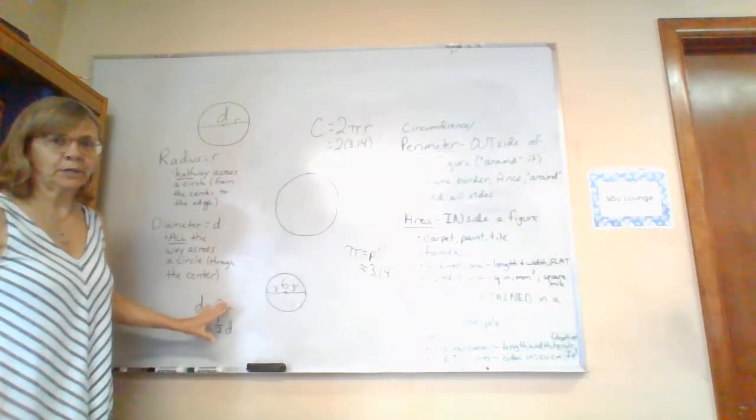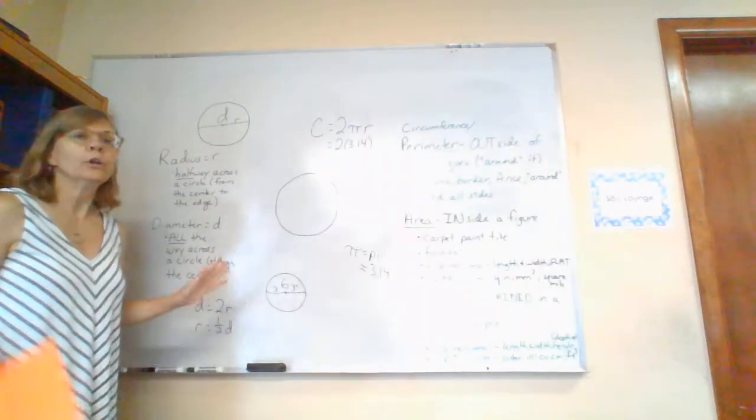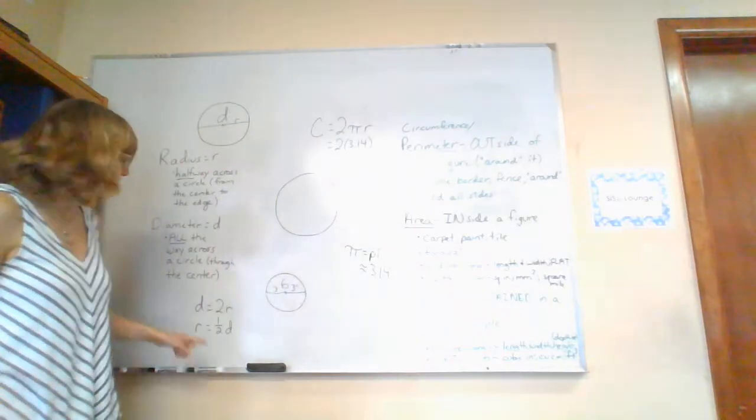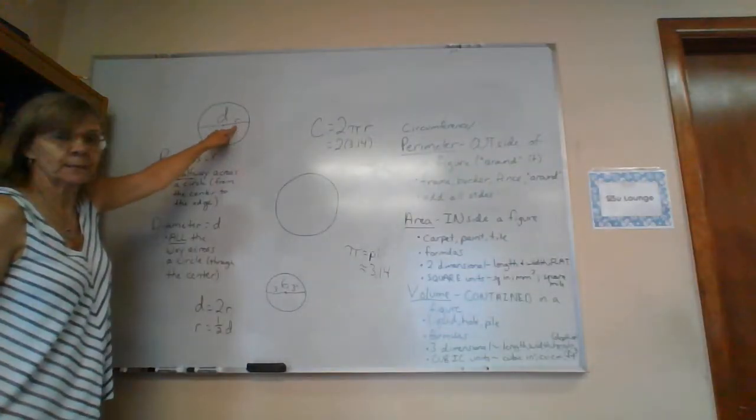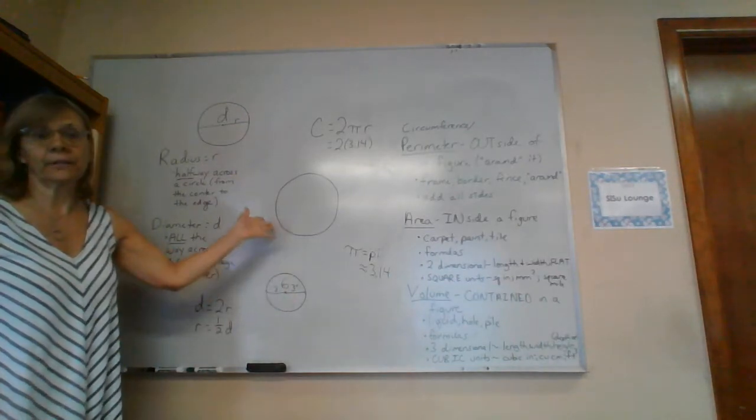This is not another formula you have to memorize. That's why I hesitate to show it, because people think, oh no, I've got to learn that. No, if you understand the concept, you can come up with it. The diameter is going to be 2 times the radius. I told you the radius was 3, so I know the diameter is 6.